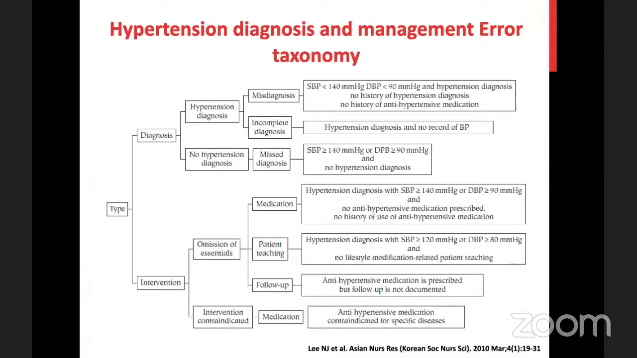Pharmacological therapy can be started above 140 by 90, but it is very important that we advise lifestyle modification and try to keep the blood pressure below 120 by 80, because between 120 to 140 and 80 to 90, it is there for a longer time. Already there is target organ damage that starts. So this is an important point. In the follow-up, antihypertensive medication is prescribed, but follow-up is not documented. Next is in medications, antihypertensive medication contraindicated for specific diseases. So these are the errors of taxonomy.